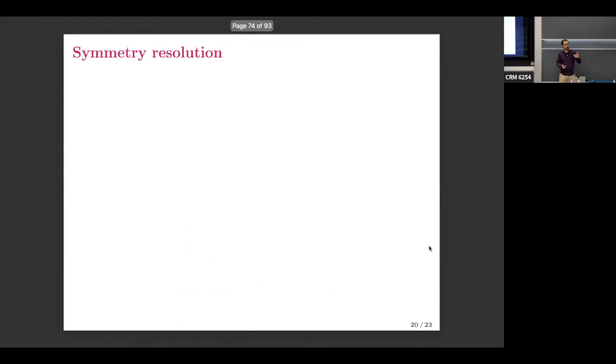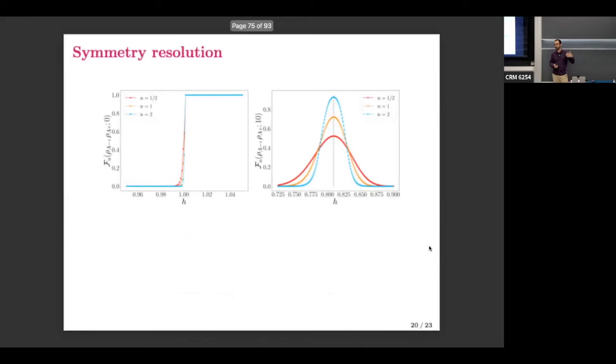All right, and so for the symmetry resolution, we get essentially the same thing as for the thermal state. That is, for q equals 0, you have this very strong behavior close to h equal 1, which is almost independent of dh.